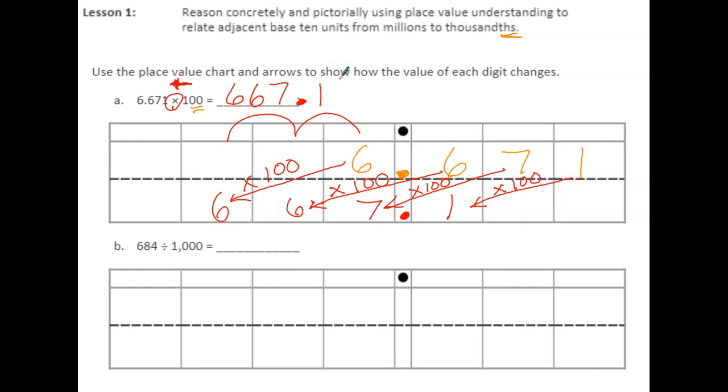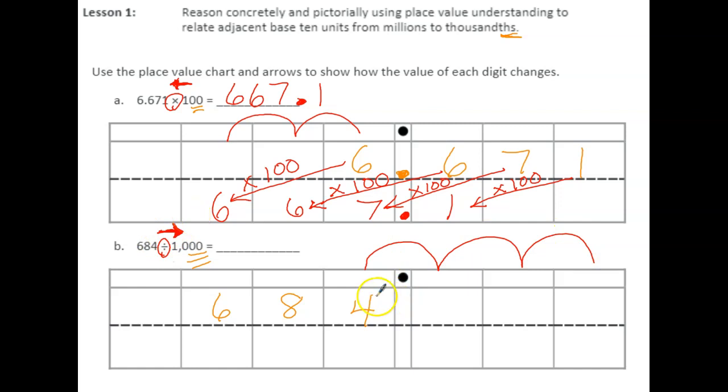B, 684 using division. So we're dividing by 1,000. Same situation. We're going to write our whole in the place value chart up top. 6 hundreds, 8 tens, 4 ones, divided by 1,000. Well, we know that 1,000 has 3 zeros, so we're going to make 1, 2, 3 jumps to the right.